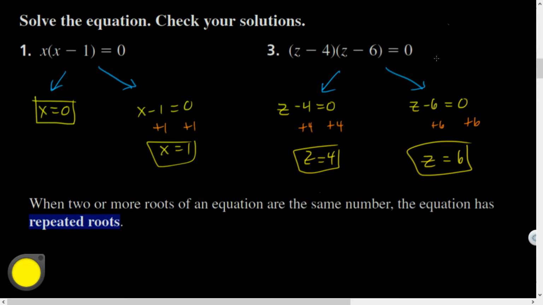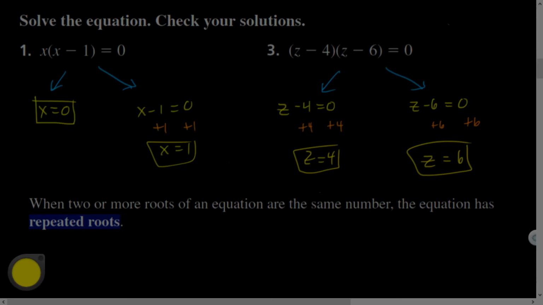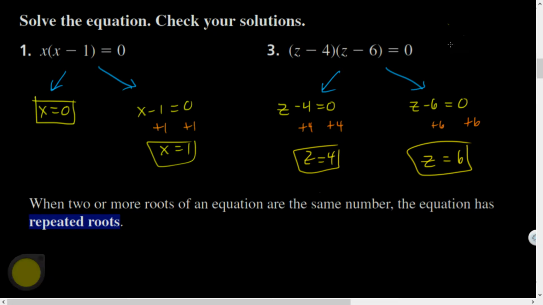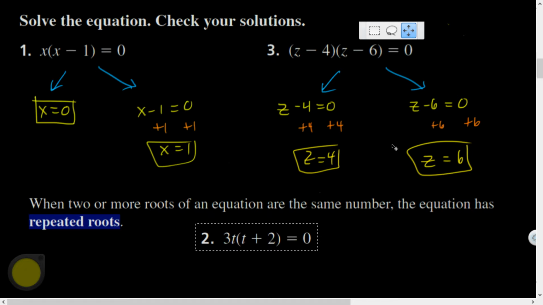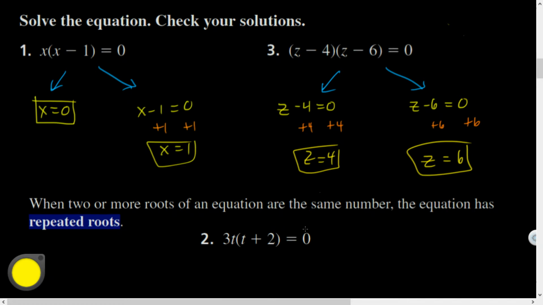Let's see, for 2, oh, what was it? Let me see. Let's see, for that one, I would have just broken it up into 3t equals 0 or t plus 2 equals 0. I break it up over the multiplication part. Okay? All right.